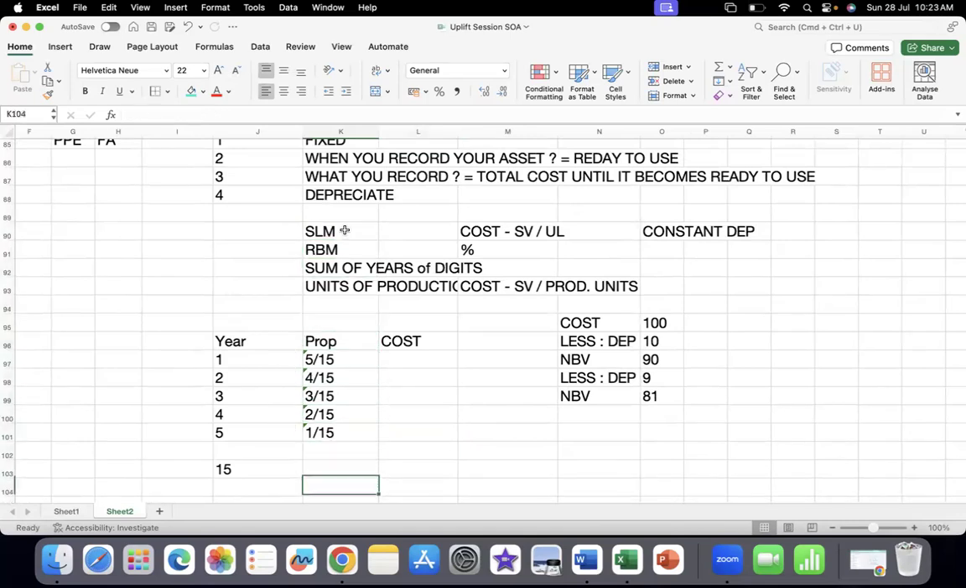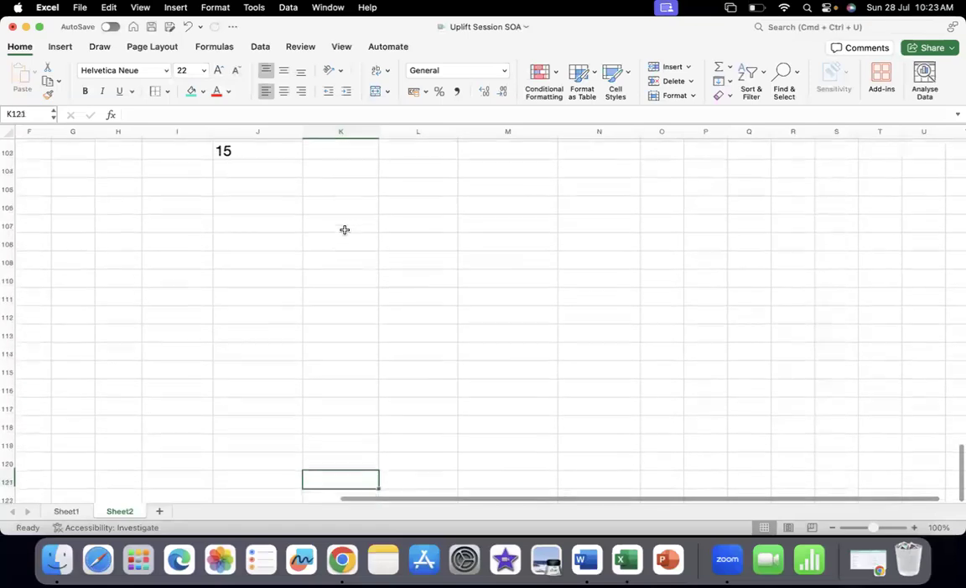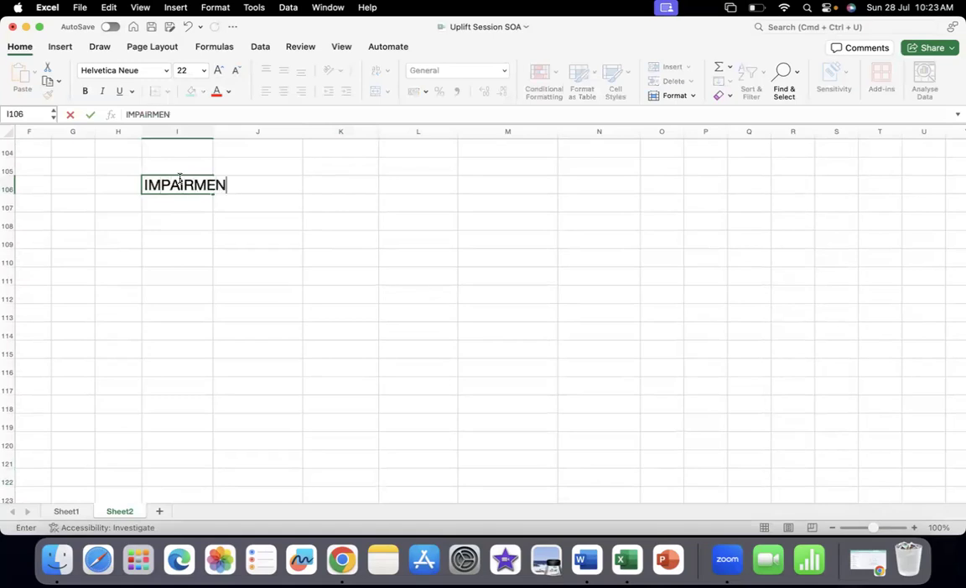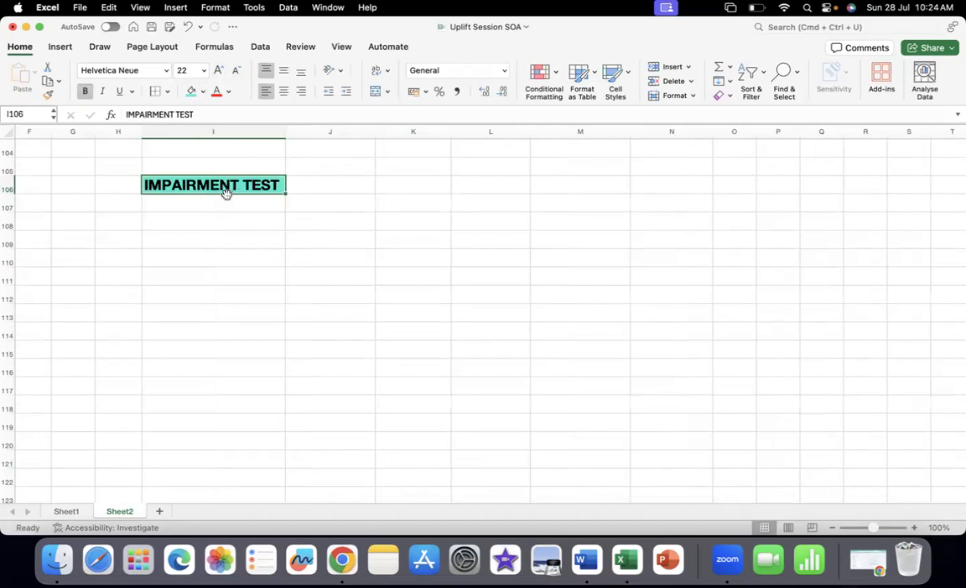But something which is important for you in your fixed assets, and there is a high probability that this would be there in your examinations, is that you need to apply an impairment test. When I gave my exam, there were 3 questions on impairment test in my final examination I'm talking about. So it is important that you understand what impairment test means.